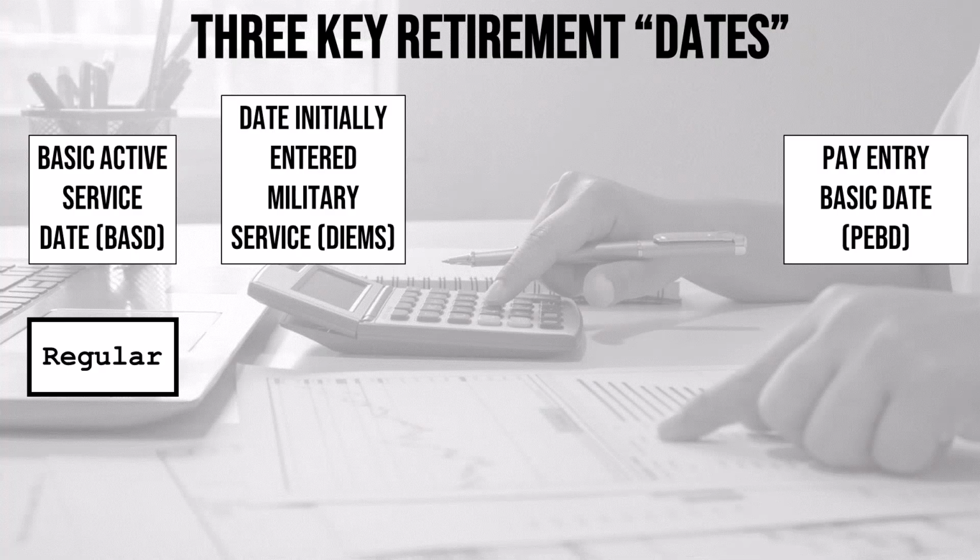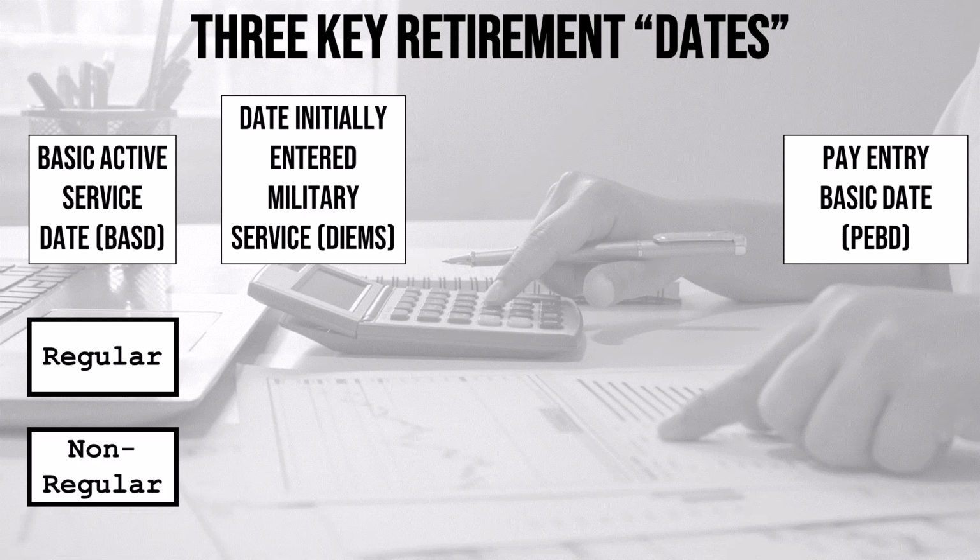And as much as I would like to stay laser focused on what these dates are and how they matter to you, before we get into that, I gotta review how a pension is calculated. Remember that you are either going to get a regular pension for 20 years of active federal service or a reserve pension, or what's called a non-regular pension.